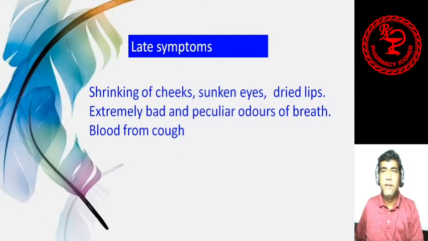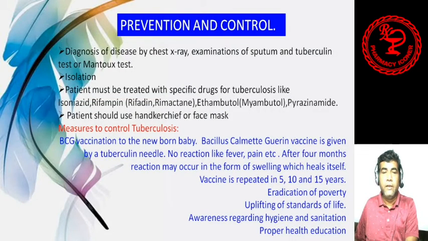And in the advanced stage, what happens if not treated? Blood may come along with the cough expectorate. So, prevention and control: first, diagnosis by X-ray, examination of sputum, and tuberculin test or Mantoux test. Generally all the tests are performed. In case of any positive indication, all the other tests are also performed.